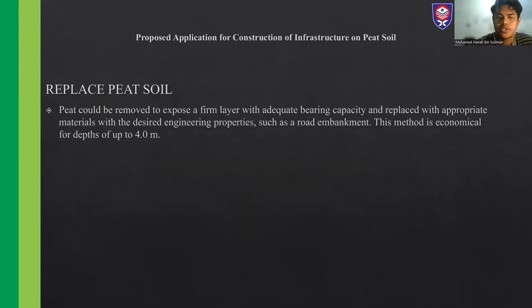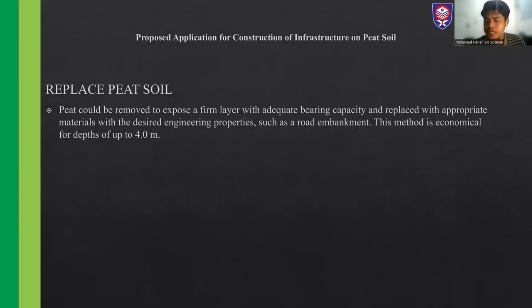And the next application is replacing peat soil. Peat could be removed to expose a firm layer with adequate bearing capacity and replaced with appropriate materials with the desired engineering properties, such as for a road embankment. This method is economical for depths of up to 4 meters.